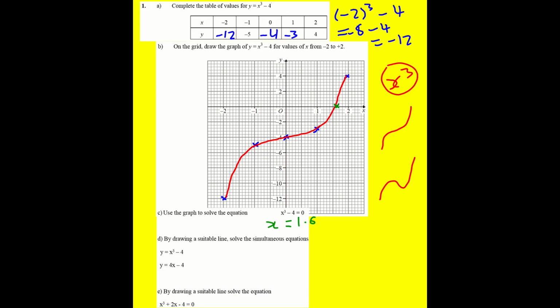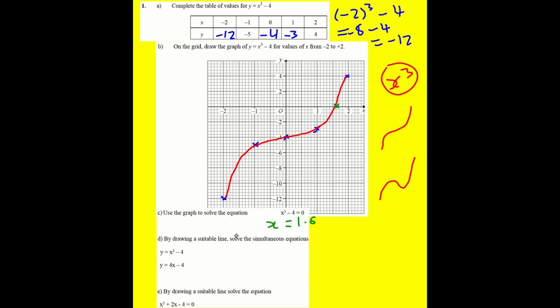We can check that by putting it into a calculator. 1.6 cubed minus 4, and we get 0.096. So I think that was the right one to go with instead of 1.5, especially because I think I slightly didn't go far enough to the right. You might get away with it with 1.5.